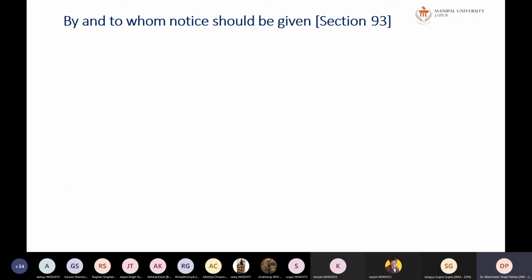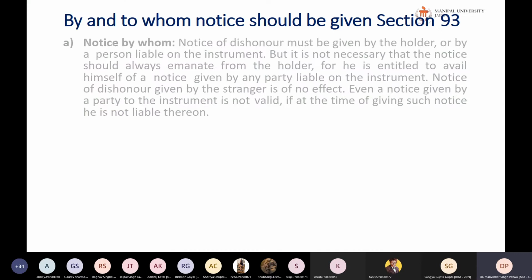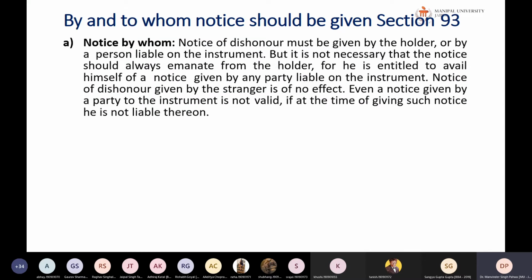So by whom the notice should be given and to whom it should be given. Okay, that is now under section 93. Notice by whom? Notice of dishonor must be given by the holder or by a person liable on the instrument, but it is not necessary that the notice should always emanate from the holder.